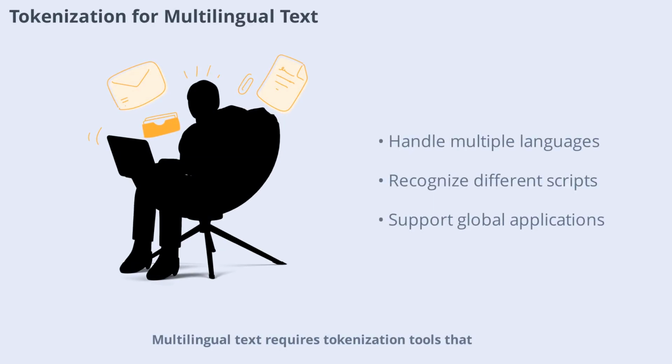Multilingual text requires tokenization tools that can handle multiple languages at once. These tools must recognize different scripts, punctuation rules, and word boundaries. Multilingual tokenization is essential for global applications, ensuring that text is processed accurately regardless of language.